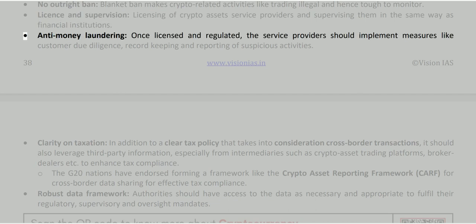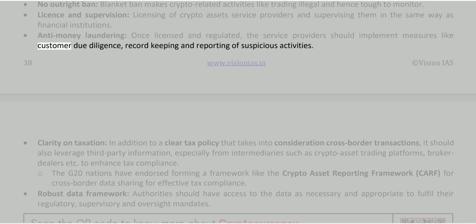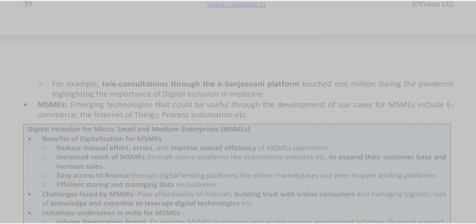Anti-money laundering. Once licensed and regulated, the service providers should implement measures like customer due diligence, record keeping and reporting of suspicious activities.